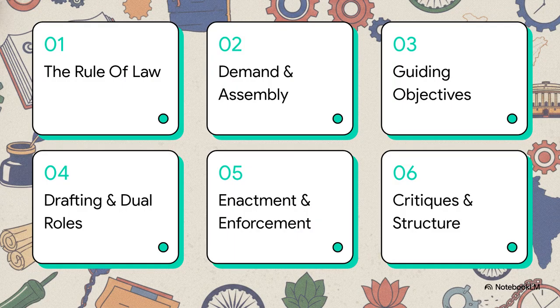1. The rule of law. 2. Demand and assembly formation. 3. The guiding objectives. 4. Drafting and dual roles. 5. Enactment versus enforcement. And 6. Critiques and final structure.